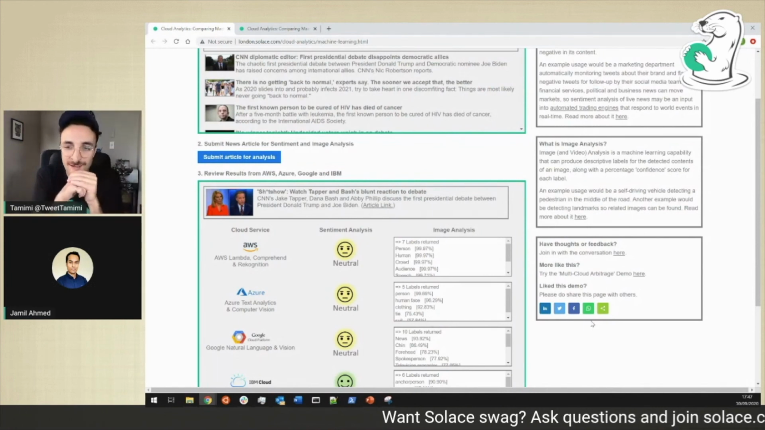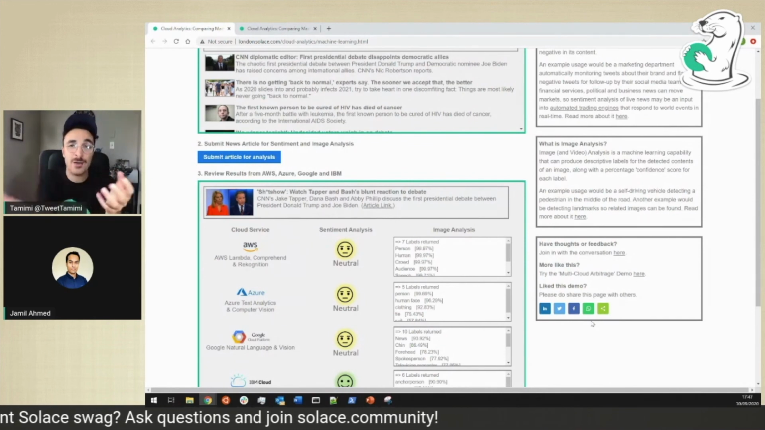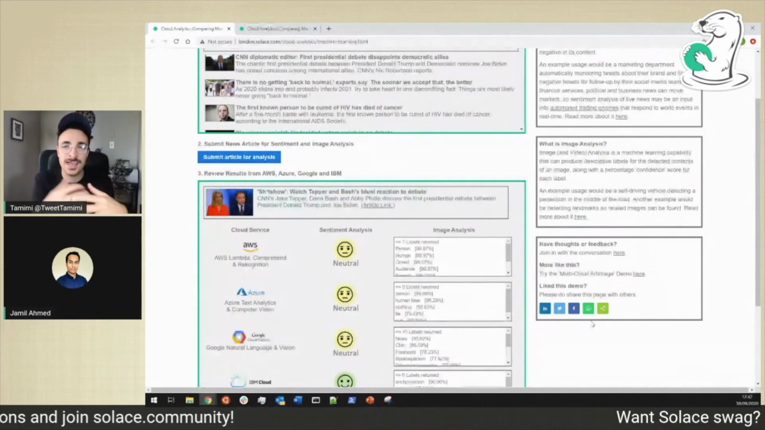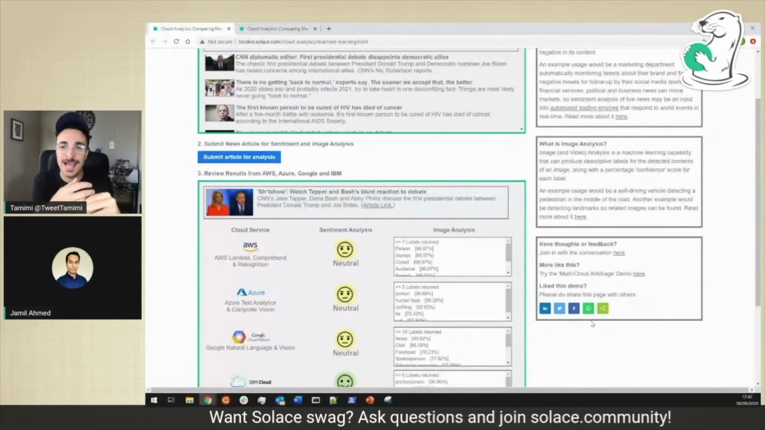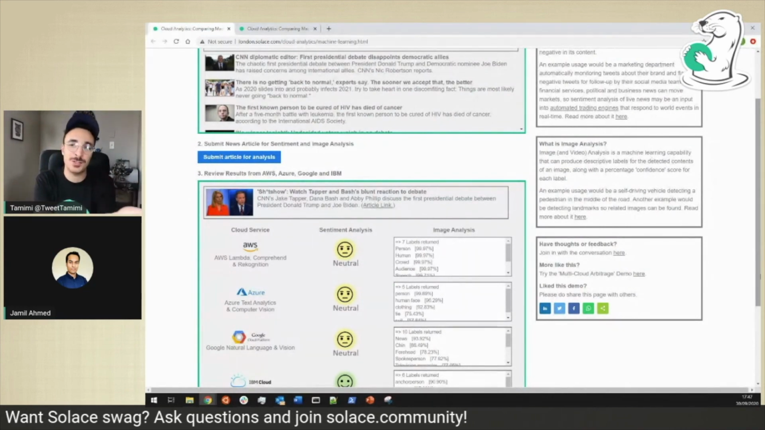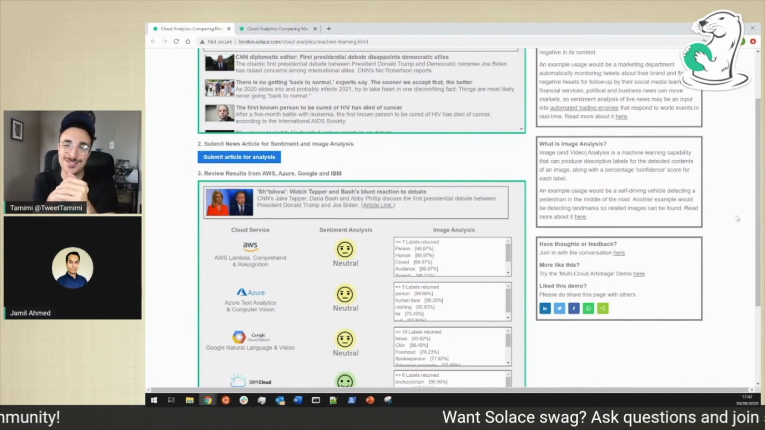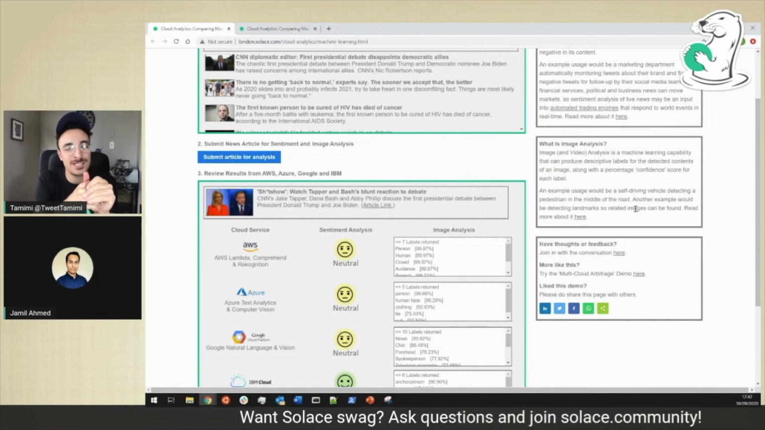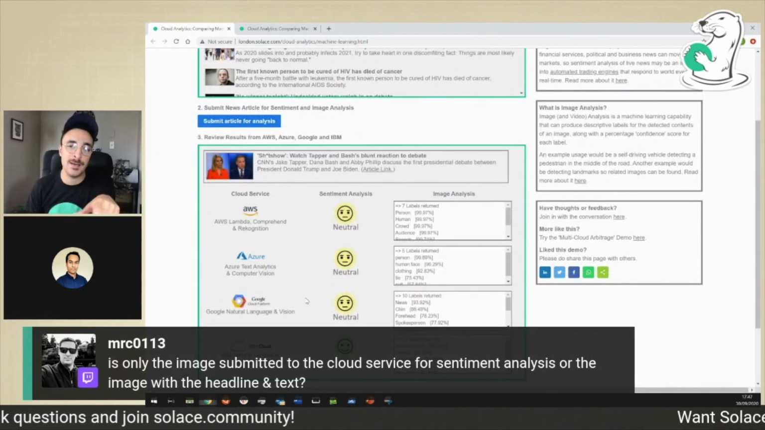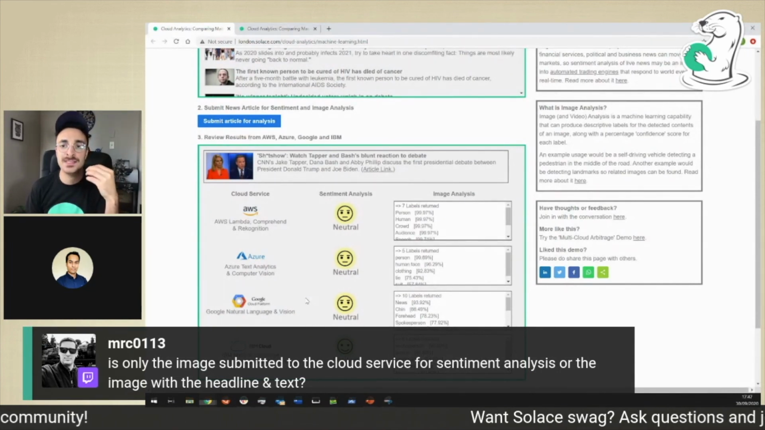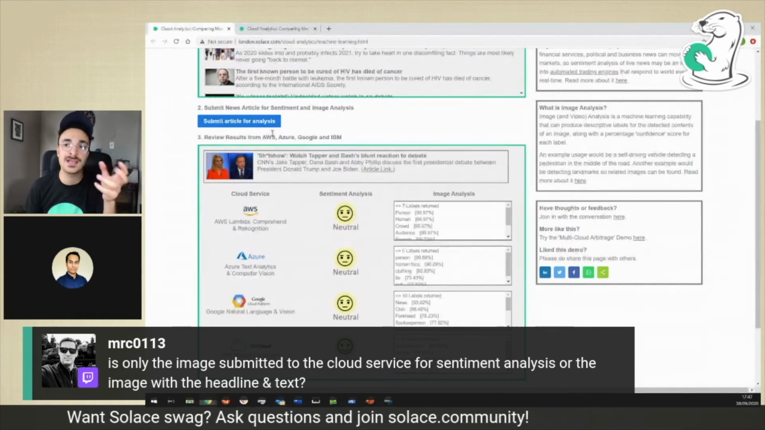Perfect. Jamil, thanks for this demo. It's definitely interesting to see different cloud providers in action and how they interact with the same piece of article and how you have different results. We had some comments on YouTube coming in about how AWS, of course, will use some peculiar naming conventions for their services, as you mentioned. And one question came in from Twitch about your sentiment analysis part. For the sentiment analysis, is the image submitted to the cloud service, or is it the headline text?